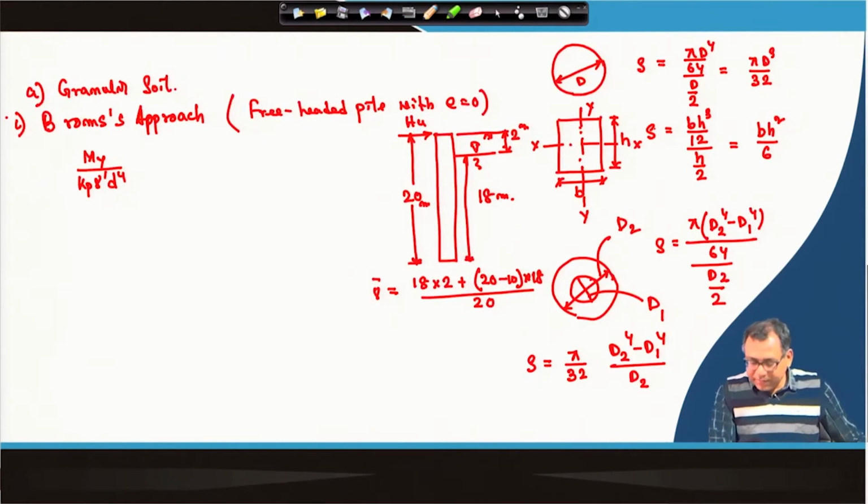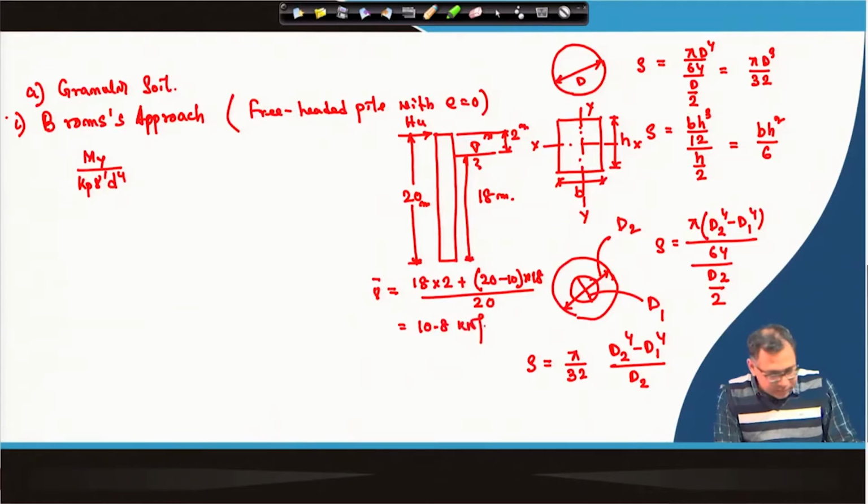So, here we have taken the weighted average, 18 into 2 plus 20 minus 10 into 18, divided by 20. If the water table is at the ground surface, then we can directly use gamma dash equal to 10 kilonewton per meter cube. If it is not at the ground surface, that is why we have taken the weighted average value, and that value is 10.8 kilonewton per meter cube, and Kp is equal to 1 plus sin phi divided by 1 minus sin phi.